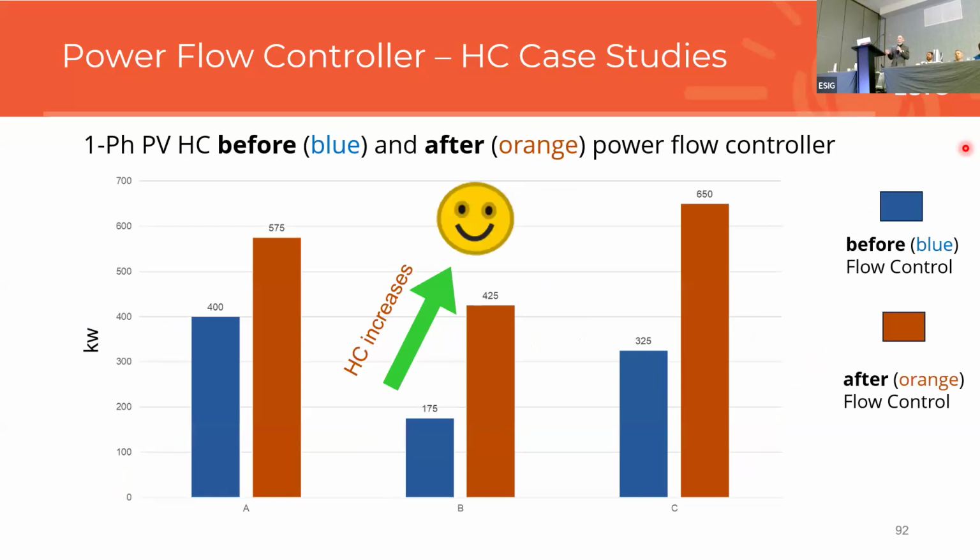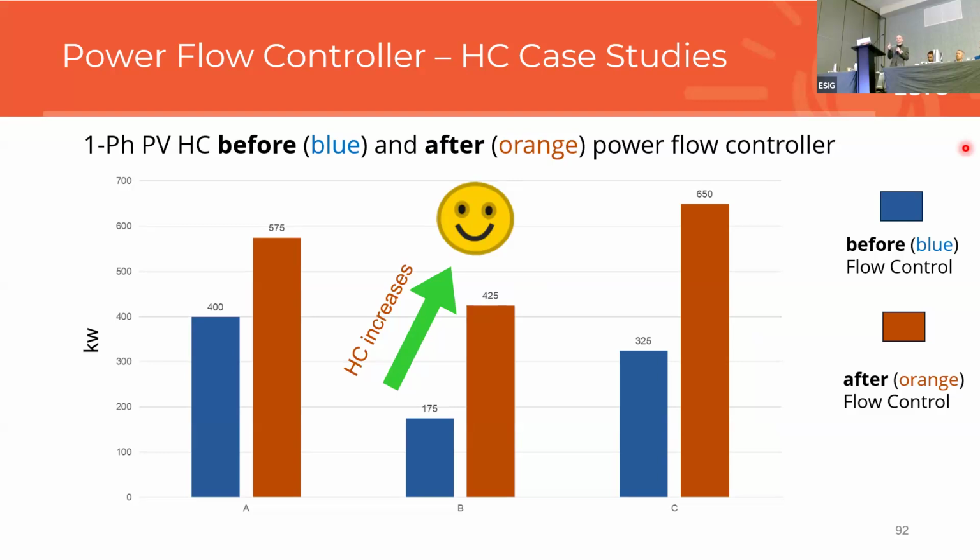Okay. So blue is before, red is after, and since we're looking at hosting capacity values, the higher value is the better value. So in this case, we're looking at single phase PV adoption on either A, B, or C. And we can see that before the device, we could get about 400 kilowatts on A. After the device, we were able to get 575. On B, we were only able to get 175 kilowatts of PV on before the device and 425 after.